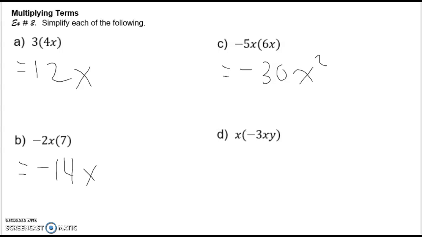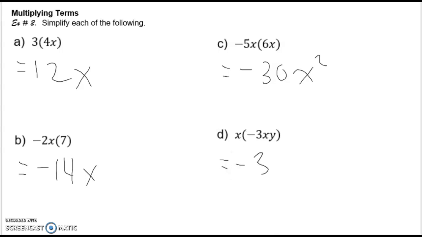Last example, we have x times negative 3x squared y. It's crazy, but you guys can totally do this. So I'm going to have my equal sign ready. First things first is we multiply our numbers. So in front of this x, just assume that there's a 1. And then over here, we have negative 3. So 1 times negative 3 gives us negative 3.